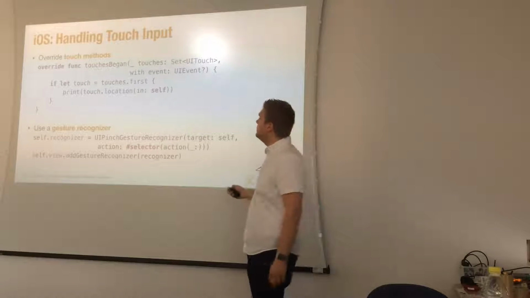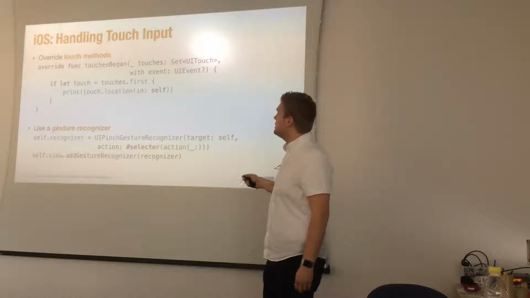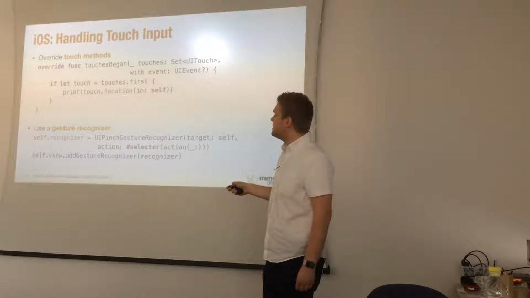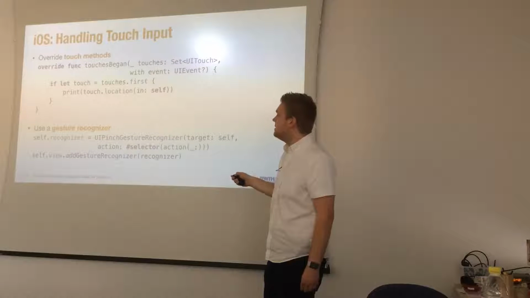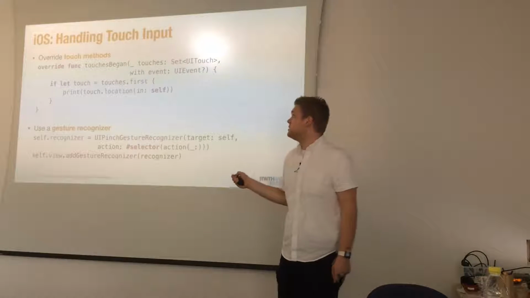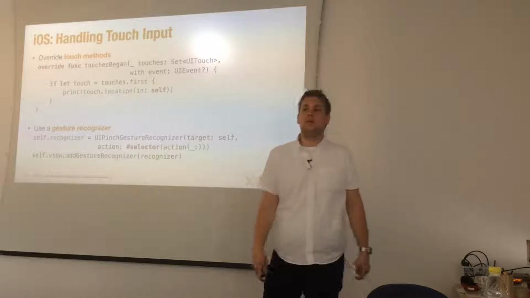So what you typically do is, if you're just interested in some position, like say a very first touch, you can just tell the set, give me any touch, and then we can have a look at touch location in, say in this case, self. So this method has probably been implemented in a view.